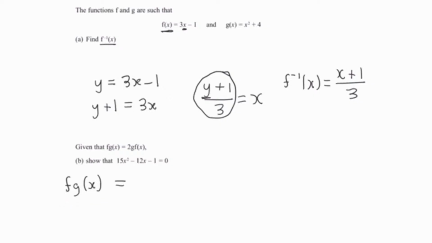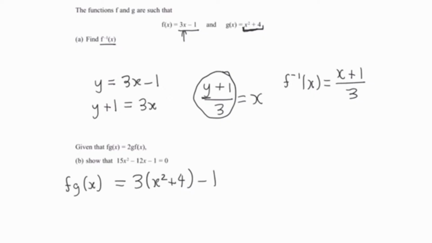So what I mean by that is fg of x is f of x. So fg of x is saying we're doing f of x, but instead of x, we're replacing it with g of x, which is this. So we're writing 3 lots of x minus 1, but instead of the x, we're replacing it with what gx is, which is x squared plus 4, and then minus 1.